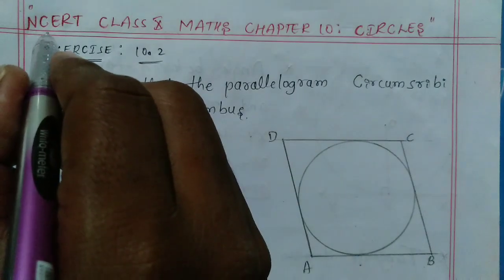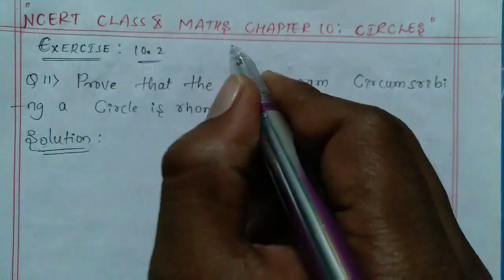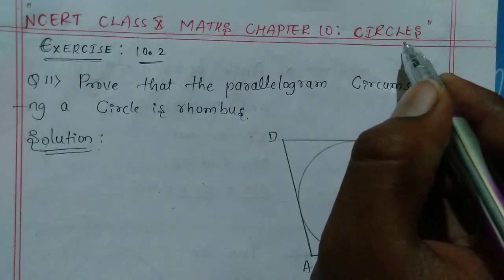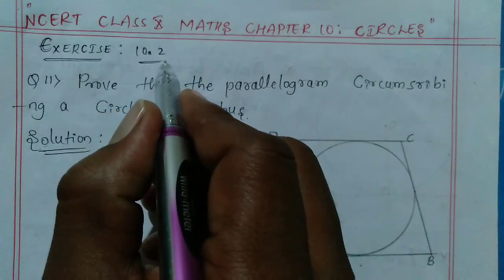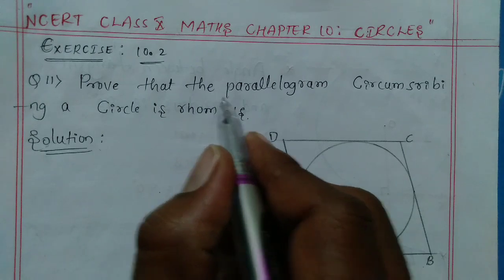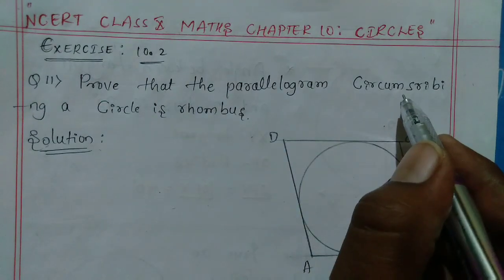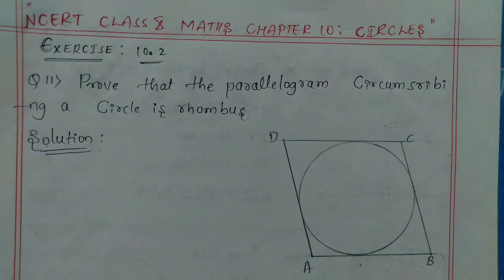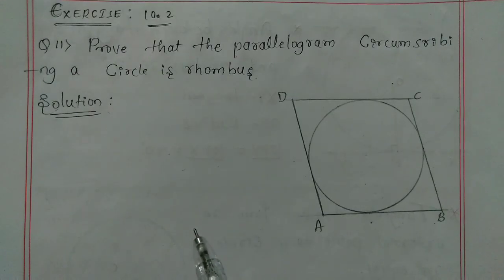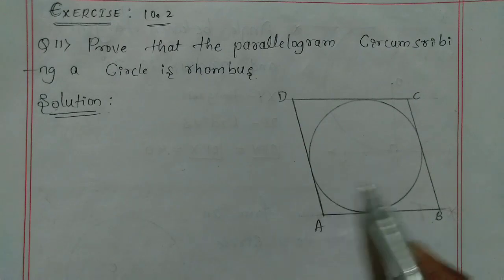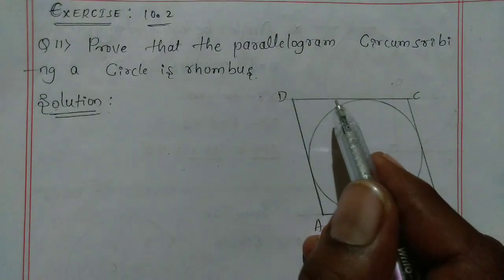Today I will discuss NCERT class 10 math subject chapter 10, that is circles. Exercise 10.2. So your question is, prove that the parallelogram circumscribing a circle is rhombus. Okay. So here we have to prove this parallelogram circumscribed a circle is rhombus.